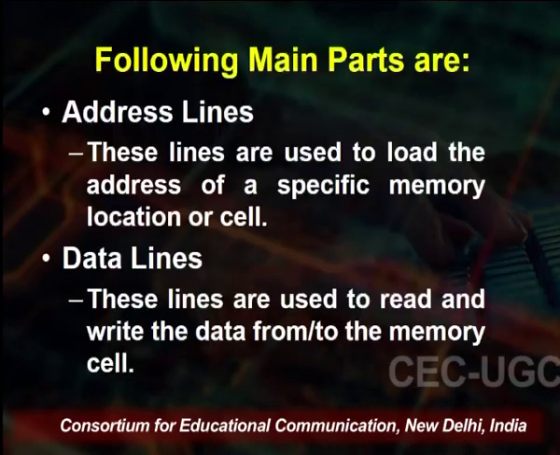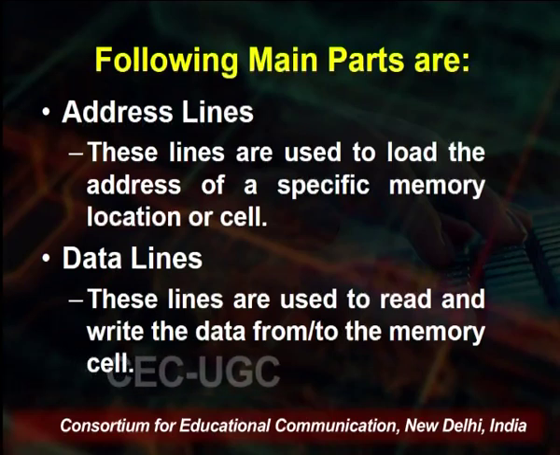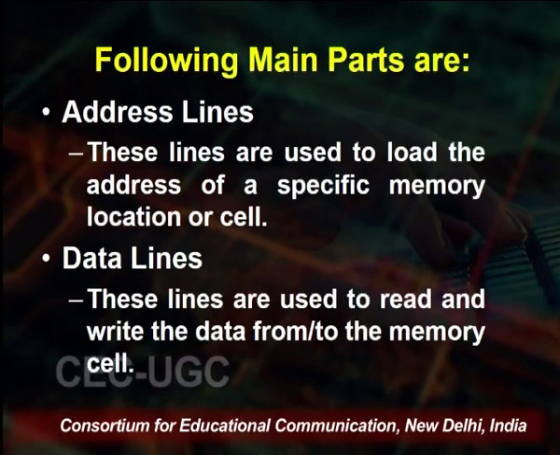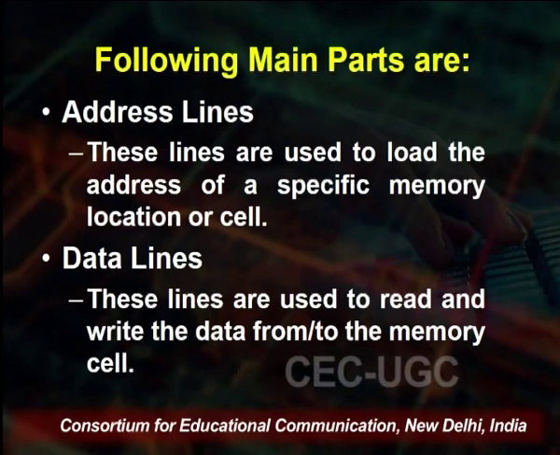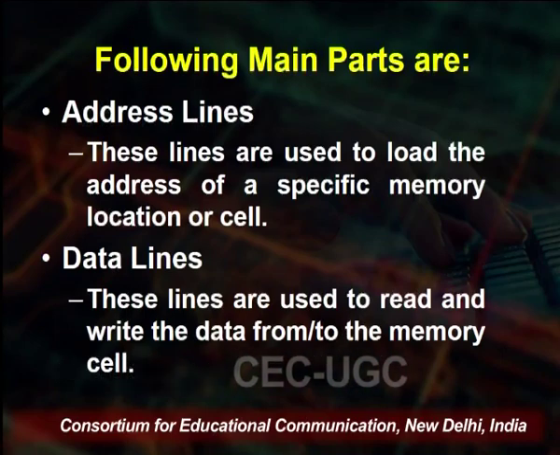What is the address line? These lines are used to load the address of a specific memory location or cell. Here we have the address of the memory cell, that is, where the data is in a cell. Next is the data line. These lines are used to read and write the data from or to the memory cell, where the data is stored. So address lines are used to load the address of the specific memory location or cell. Data lines are used to read and write the data from or to the memory cell.